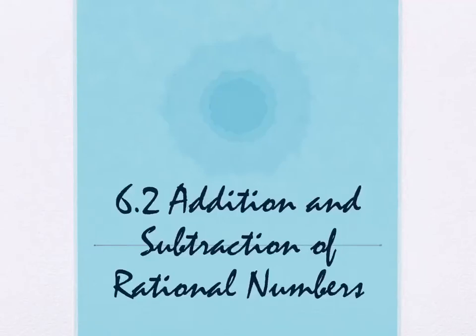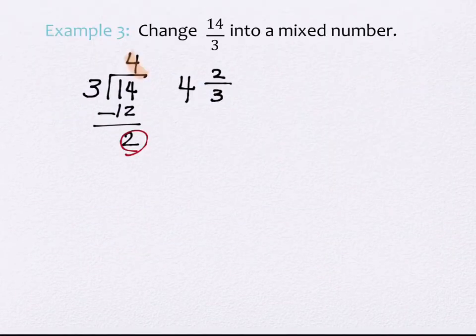All right, we started section 6.2 last time. In terms of the title, addition and subtraction of rational numbers, we've done the addition part. We're going to do the subtraction part today.